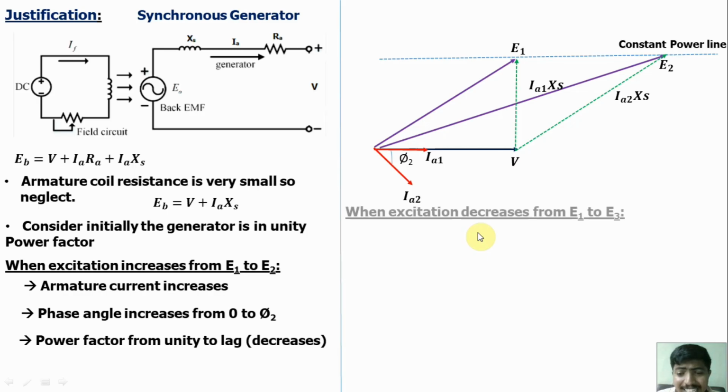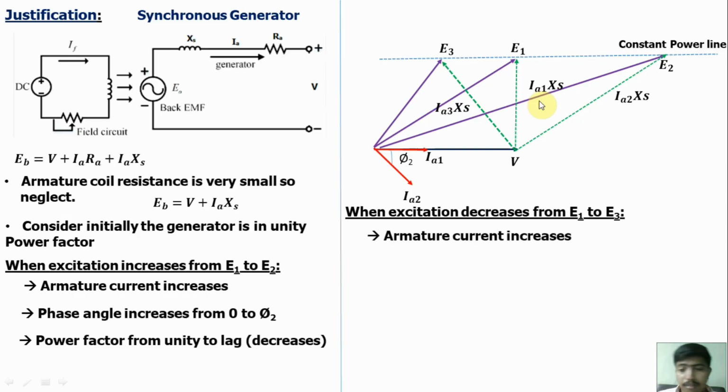Then when the excitation decreases from E1 to E3, what will happen? Here the E3 length is smaller than E1. It means the excitation is smaller. What will be the drop? This will be the drop. Compare this length and this length. So IA3 is higher than IA1. When the excitation decreases, the armature current increases, changing from IA1 to IA3. Then what will be the power factor?